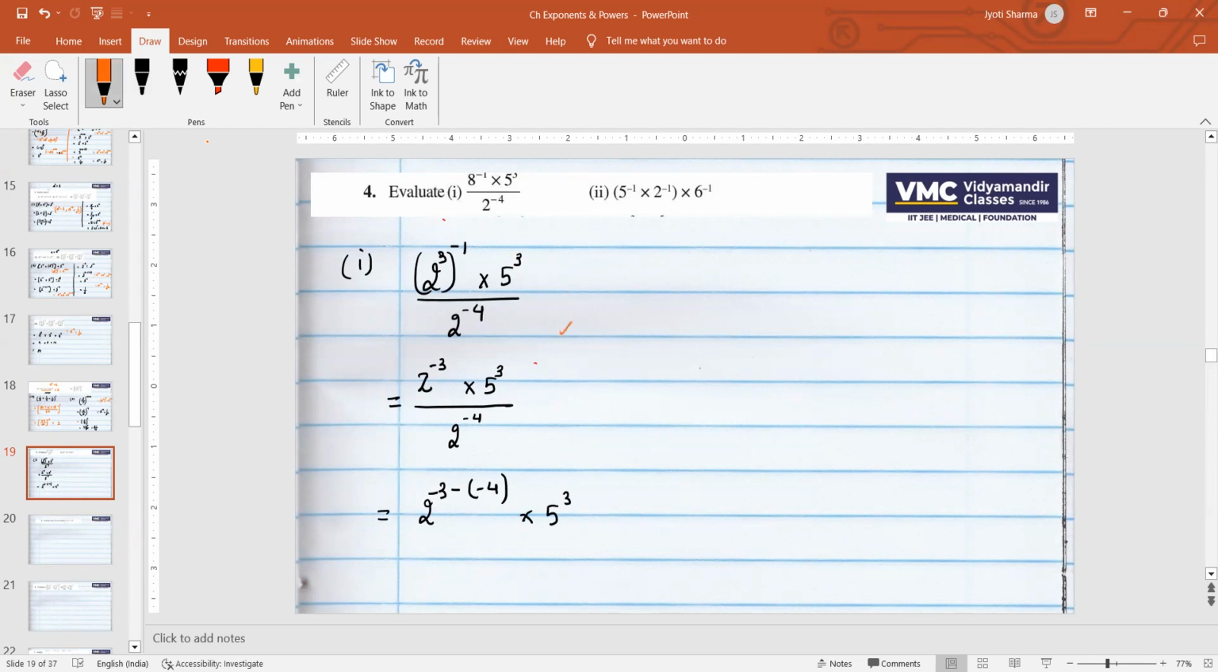The law which I have applied here was... Finally, I will get 2 to the power 1 into 5 raised to the power 3, and 5 raised to the power 3 is 125 and 2 times it is 250.